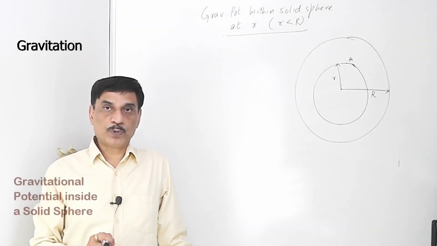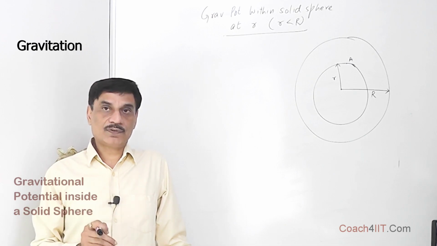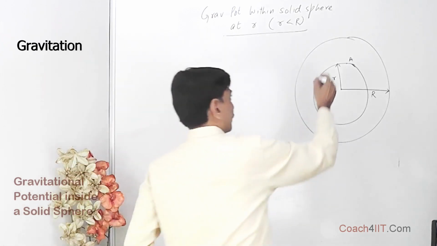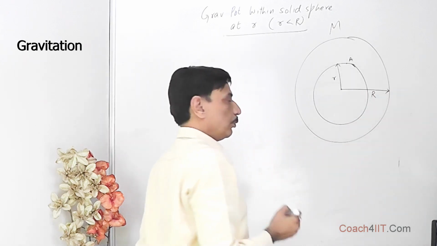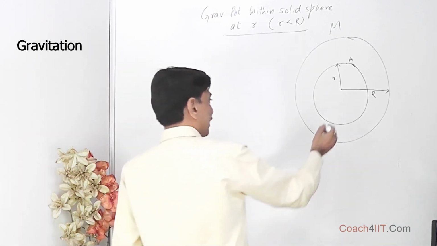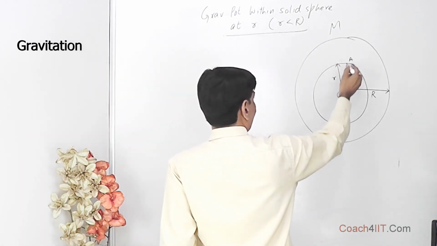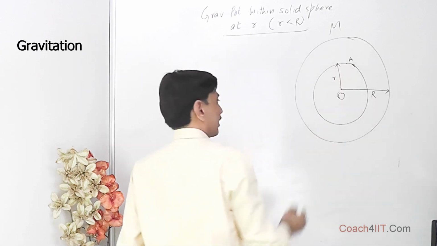Find the gravitational potential within a solid sphere. The mass of the solid sphere is capital M and its radius is capital R, and we are interested in finding the gravitational potential at a distance small r, that is any point A which is at a distance of small r from the center.